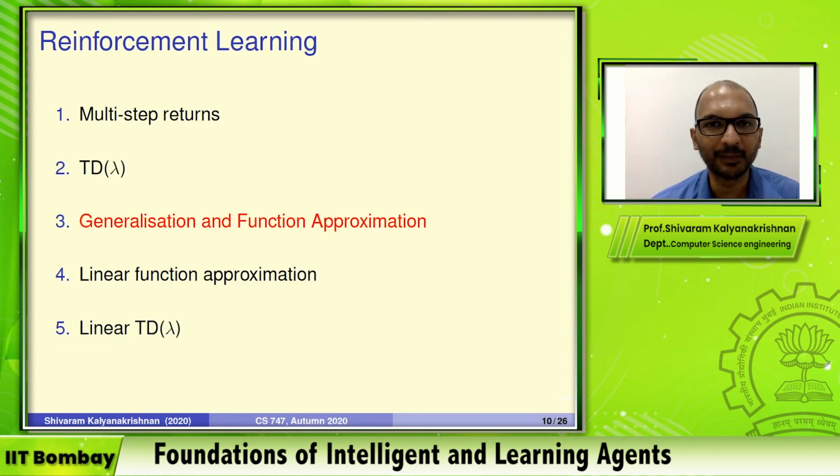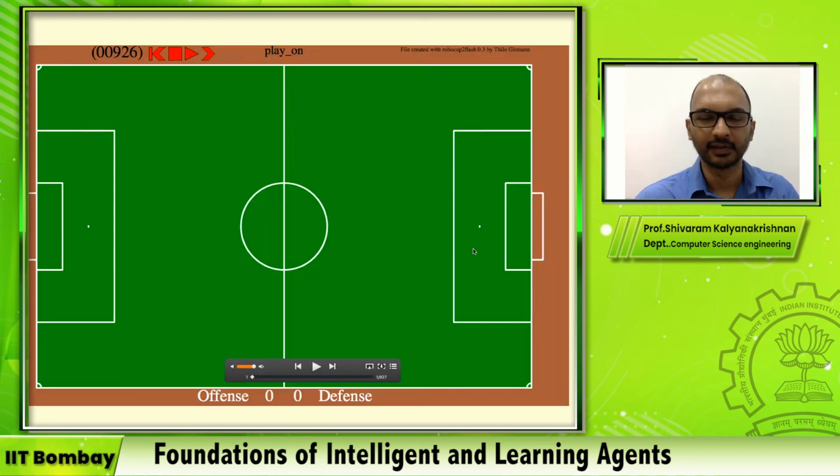What's coming in the subsequent sections of the lecture is a new portion. It's not directly connected to the lambda return, although towards the end of the lecture we will look at TD lambda generalized to what is called linear TD lambda. But before that, let us really sink into the need for generalization and function approximation.